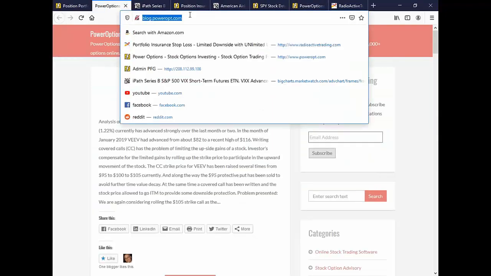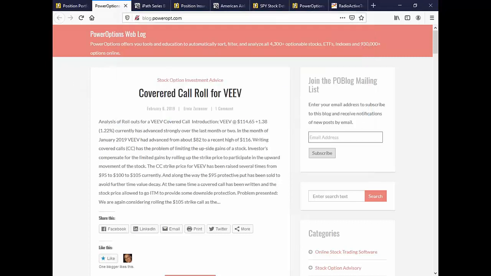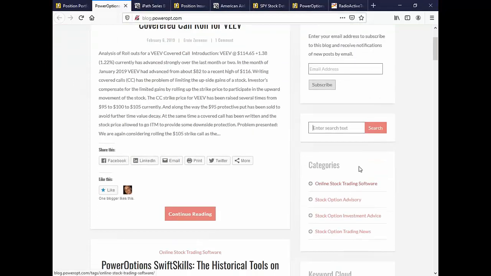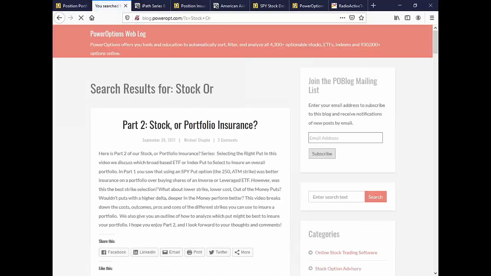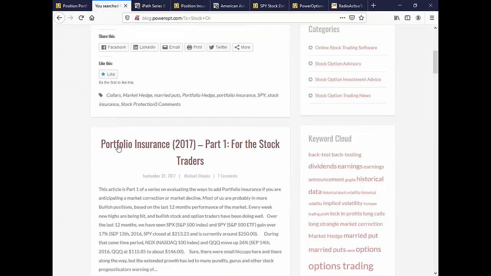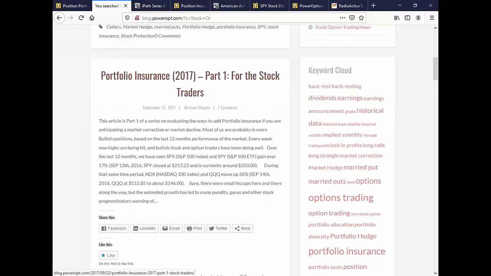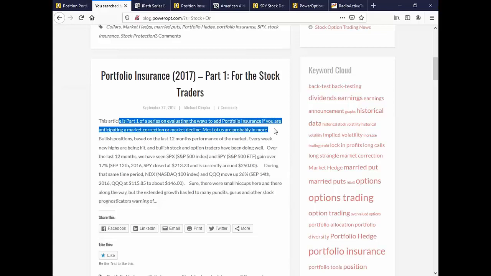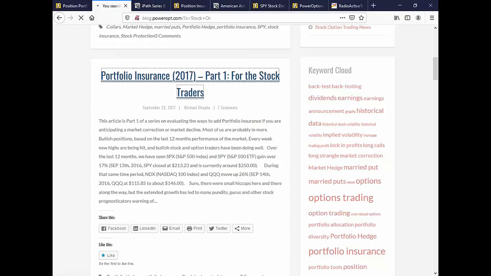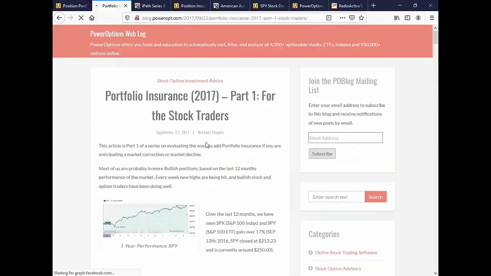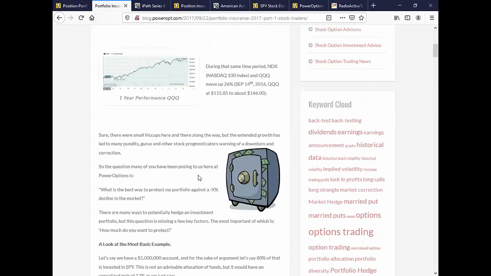So blog.poweropt.com, okay? And I'm going to enter a simple search text here. My search text is going to be stock or portfolio insurance. Part 1, stock or portfolio insurance. This is for the stock traders. Part 1 is a series of evaluating ways to add portfolio insurance for anticipating market corrections. And it does go through the idea of buying shares of an inverse ETF.